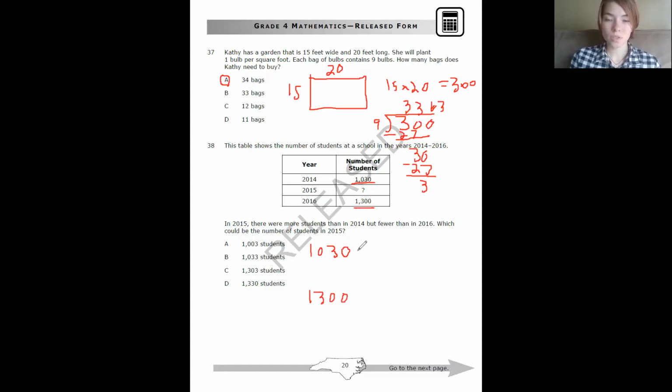So we want more students than 1,030 than in 2014. So we want more than 1,030. But we want a number that's also less than 2016 because they say that there were fewer students than in 2016. So we want a number that's between these two numbers. If we look at 1,003, 1,003 is smaller than 1,030, so we can cancel that out. If we look at 1,033, 1,033 is slightly bigger than 1,030, so that works. And 1,033 is also smaller than 1,300, so it fits both requirements, and that's going to be our answer choice.